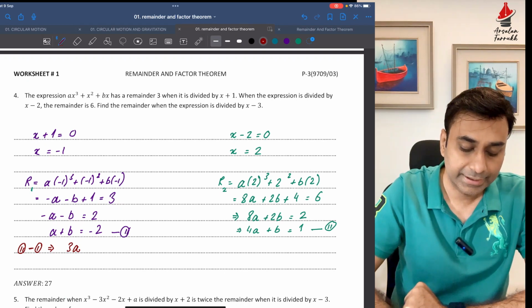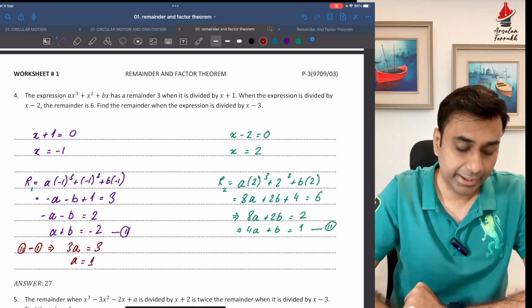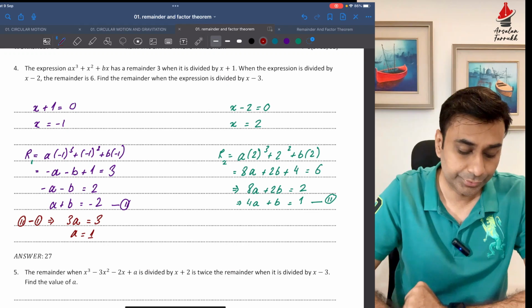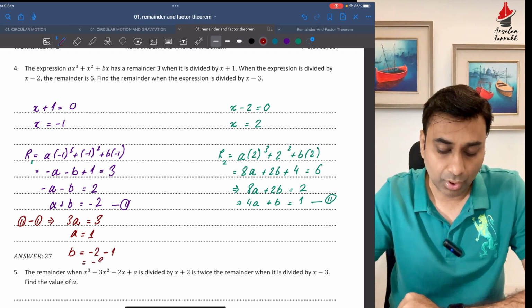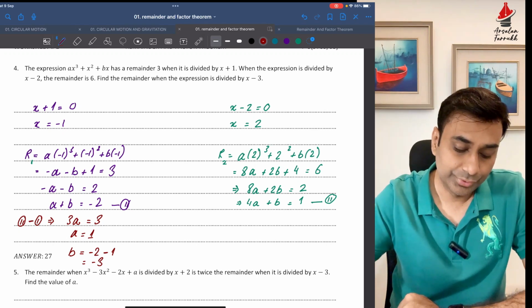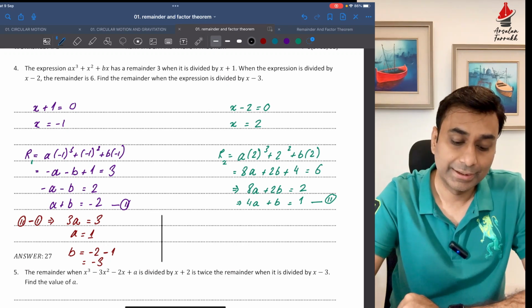So the value of a is coming out to be 1. And I can choose to put this value of a in any of the two equations. I find 1 to be a simpler equation to use, so I can say b is equal to minus 2 minus 1, and hence the value of b is coming out to be minus 3. So once I've gotten the values of a and b, then what I can do now is I can find out the remainder when it's divided by x minus 3.